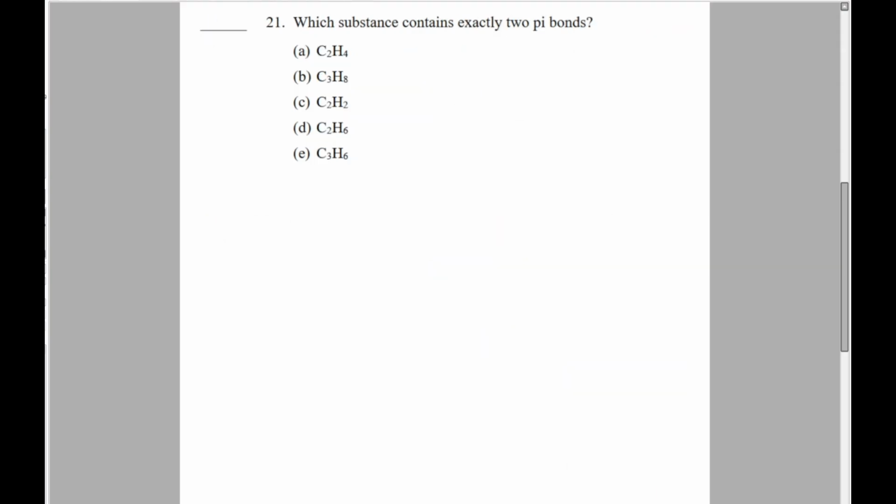Question 21. Which substance contains exactly 2 pi bonds? So for this question, the way I like to approach it is to draw the Lewis structures. And because we're only dealing with carbons and hydrogens and nothing else, we can skip a lot of the steps that we usually take with drawing Lewis structures. In this class, you'll never really see a carbon with more or less than 4 bonds, so you'll never see a lone pair on a carbon, and hydrogens can only form a single bond with anything, so we can skip all of those previous steps and just guess and check Lewis structures.